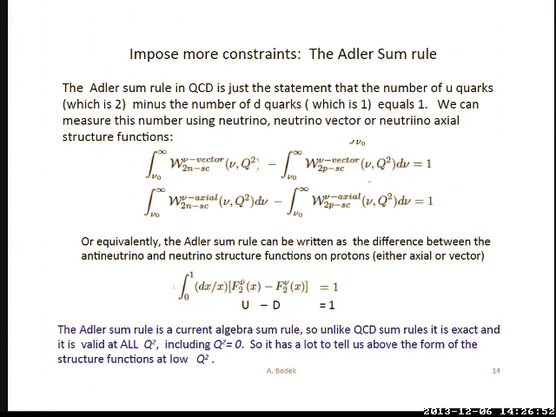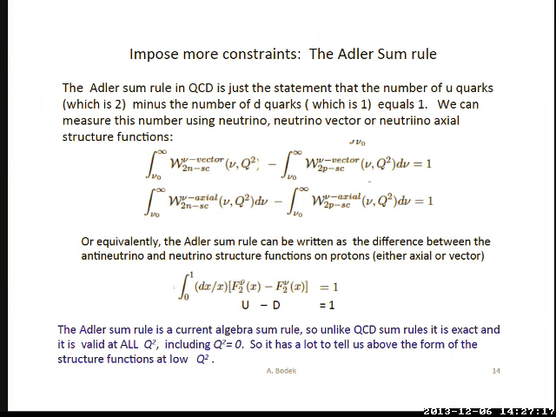So what you want to do is first understand what's going on, and try to have all the tools at your hand that tell you what is really going on in the transition region between high Q square and low Q square. The nice thing is the Adler sum rule. The Adler sum rule in QCD is just a statement that the number of u quarks, which is 2, minus the number of d quarks, which is 1, is equal to 1.